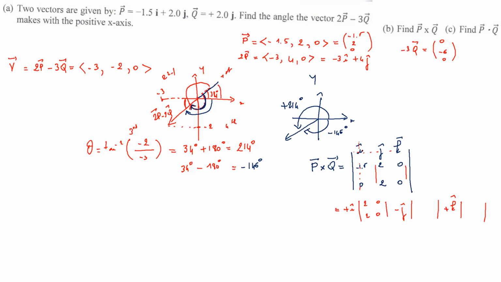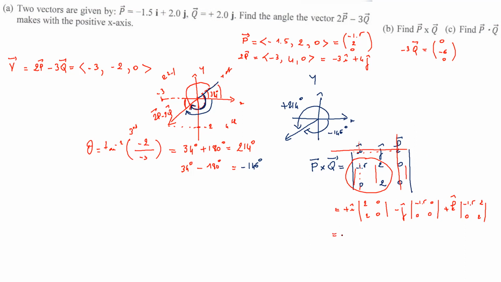Minus J hat. Now I get rid of this line and this column. So this is what is remaining. This one here. Okay, and this one. So I'll have minus 1.5, 0, and here 0, 0. And then I will have plus K hat. Plus K hat, I get rid of this column here and this line here. So I need to calculate the determinant of this remaining 2 by 2 matrix. So I will have minus 1.5, 2, 0, 2.